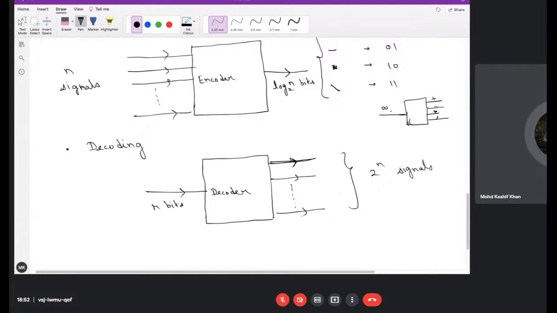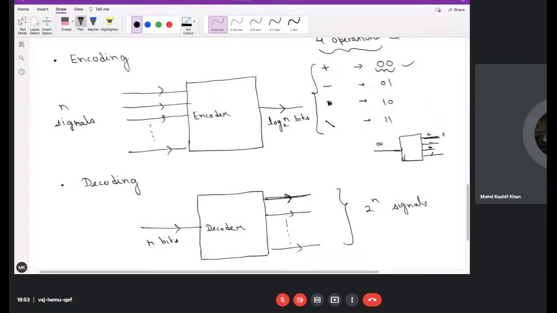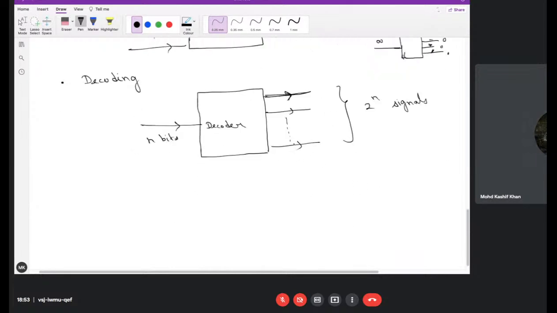Now what will happen? Suppose 0 0 is passed. 0 0 means plus. So the first output signal will become 1 and the remaining will become 0. It means 0 0 says to activate the operation of addition. If you pass 0 1, it will say activate the operation of subtraction. If you pass 1 0, it will say activate the operation of multiplication. If you pass 1 1, it will say activate the operation of division. So that's why the decoder is used.